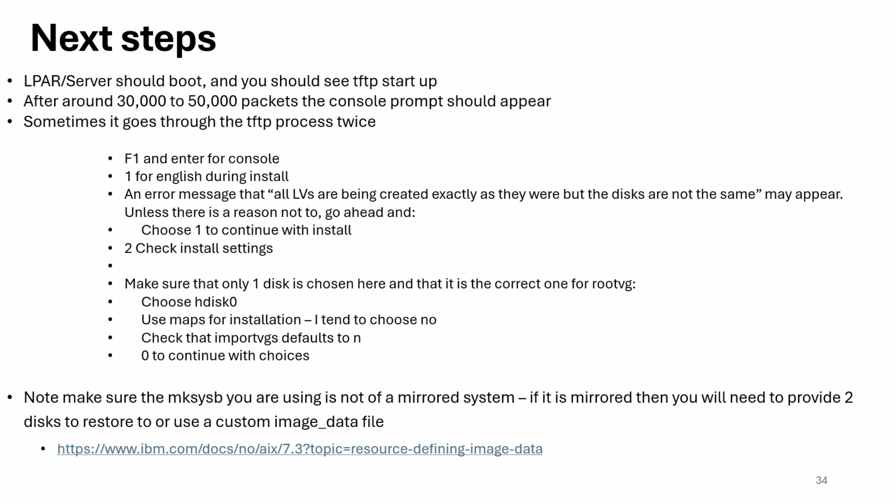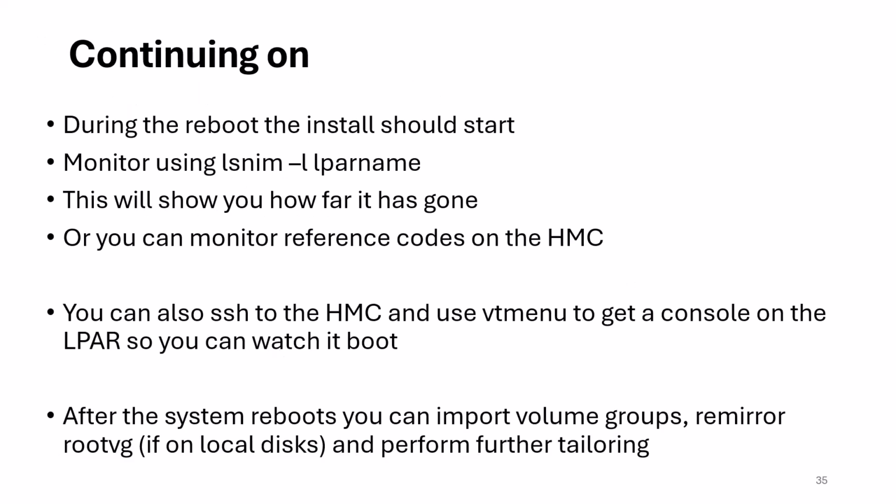So in this case, I'm choosing hdisk0. I don't bother with maps for installation, and I make sure that import VGs defaults to no because I don't want it to import any volume groups, and then I use 0. Now the installation should start.